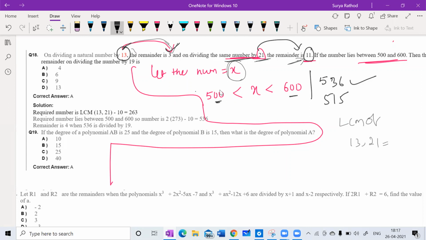Sir, for finding the remainder, we can find it by doing like this, sir. x by 13 is equal to 3, and we should multiply 13 into 3, sir. So we will be getting the remainder. Okay. I did it in the same way. See here, can we do this one?